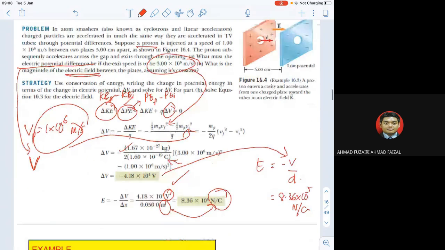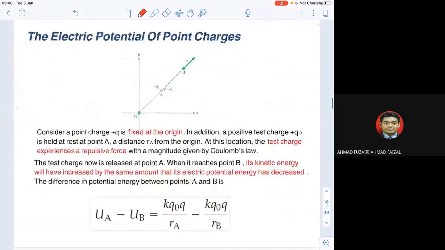Now we move to the electric potential of point charges. Look at the keywords here: electric potential. So they want to know about V. What is V for a point charge? Consider this first. The electric potential of a point charge arises like this: consider a positive Q fixed at the origin.